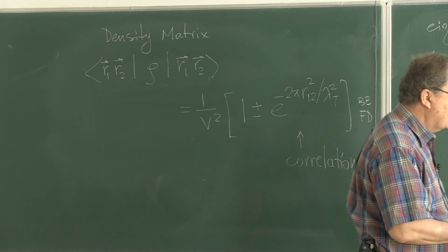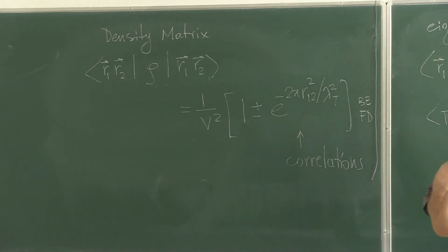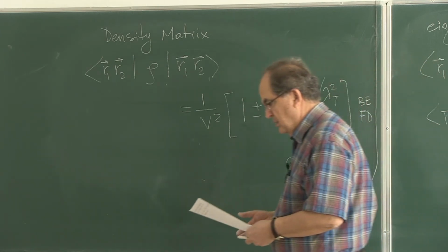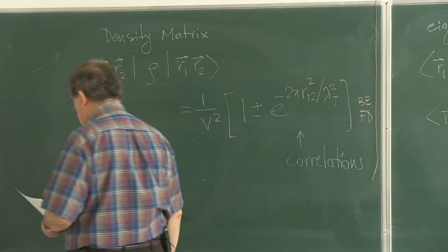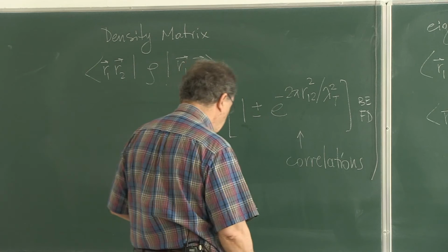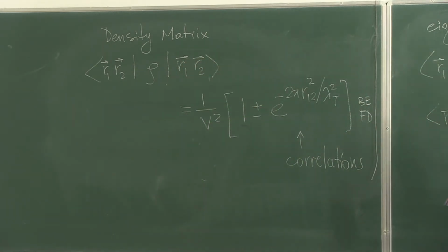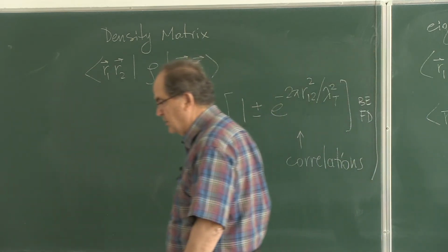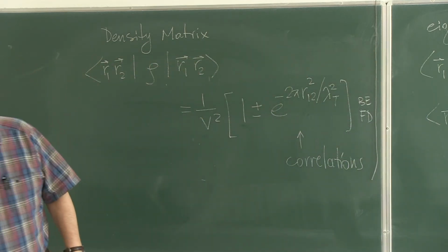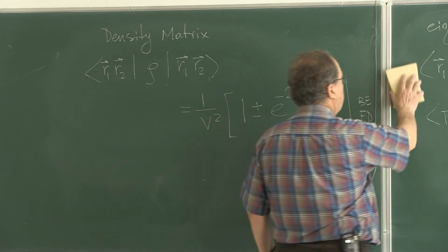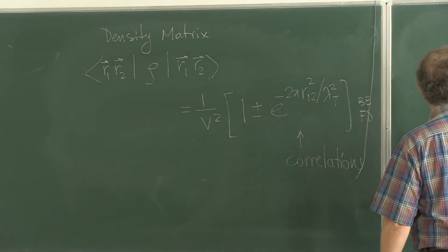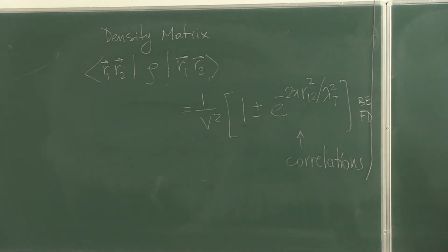Now, let's look at that factor as the distance between them is large. Let's look at that factor a little bit closely and understand the behavior of bosons and fermions.